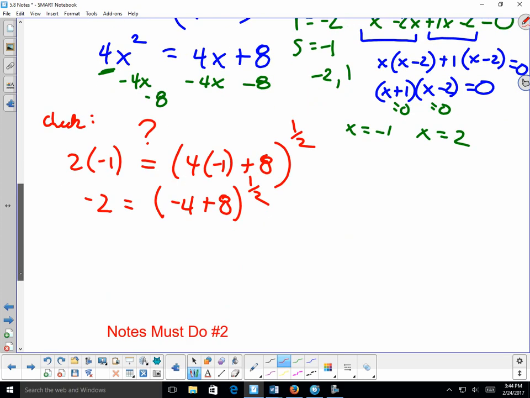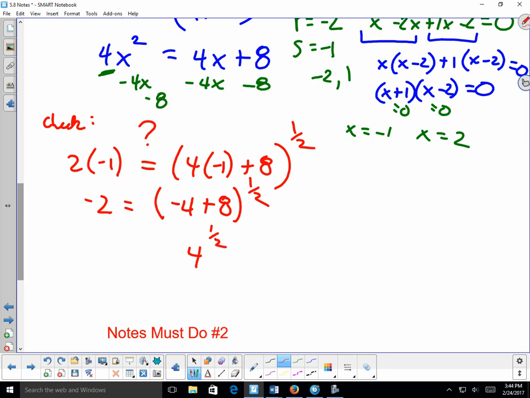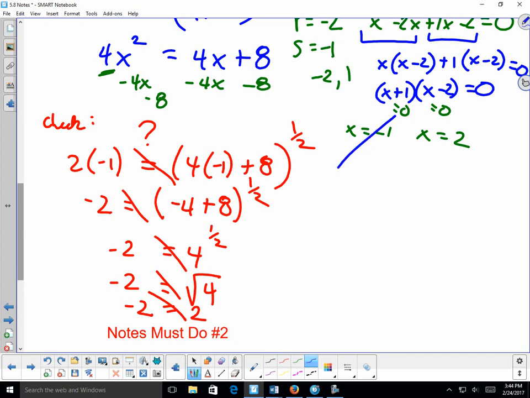But I know that that's 4 to the 1/2. And I know 4 to the 1/2 is the same as square root of 4. So is square root of 4 equal to negative 2? No. This square root of 4 is positive 2. So I get negative 2 equals positive 2. That does not work, which means that we don't like x equals negative 1. We're going to cross it off, and we're going to write extraneous.